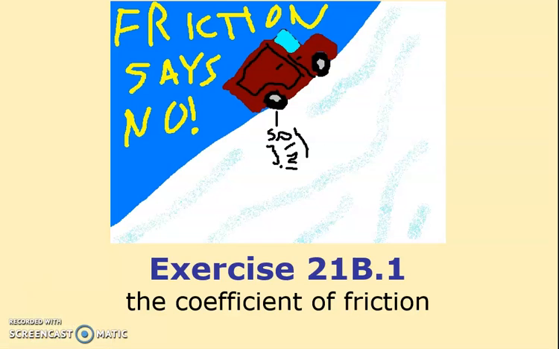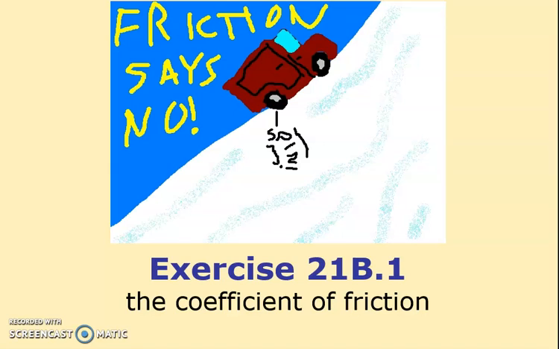Hi there, this is exercise 21B. We're doing this in two parts, and that's partly because I'm going to introduce you to two different ideas. But the coefficient of friction is something which is an important idea. I suppose it relates to the fact that some surfaces are really rough, and there's lots of friction. On other surfaces, there's hardly any friction at all.